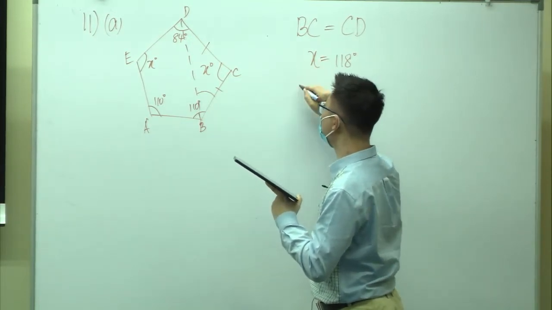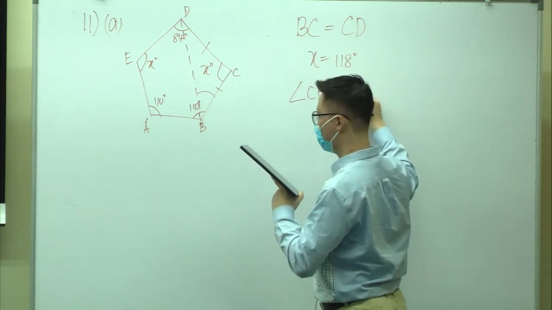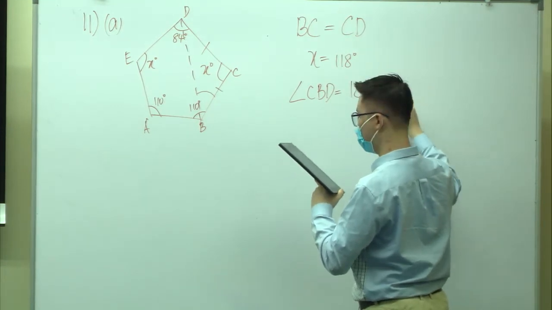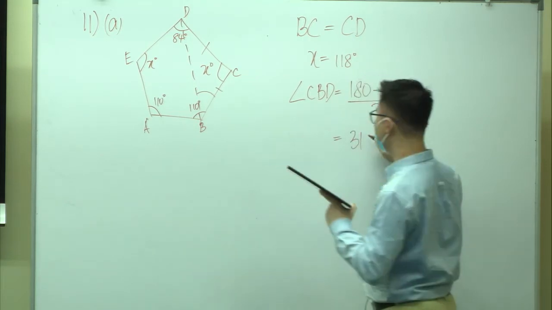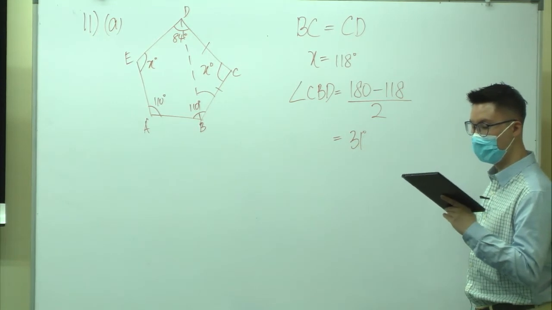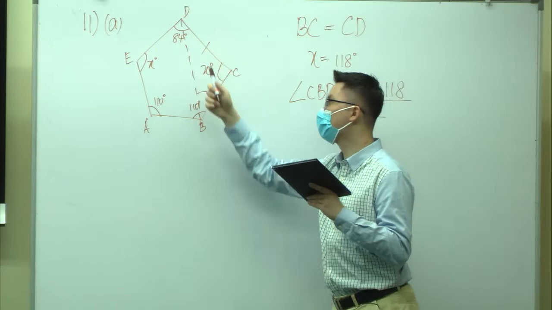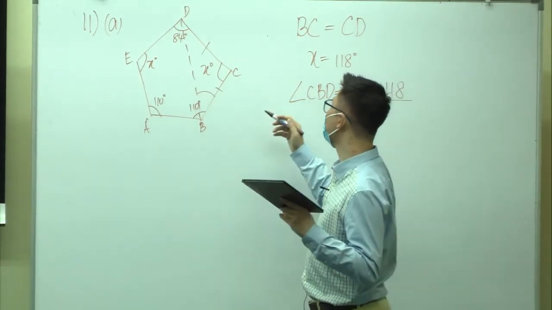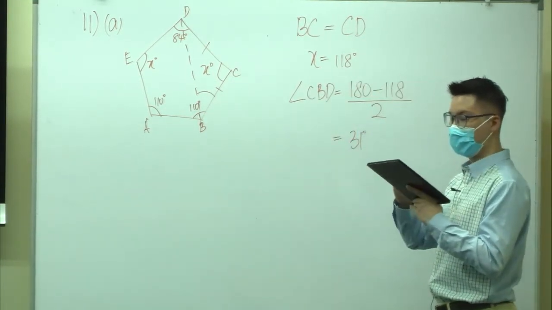In order to get this angle CBD, you just take 180 minus 118, over 2. Then you get 31 degrees. So the angle is 31 degrees. You minus this one and then divide by 2, then you get the base angle of this isosceles triangle. So this is CBD, 31. Right, now we go to part 3.